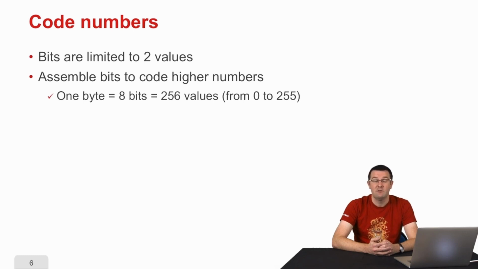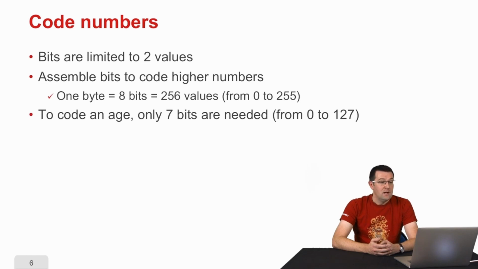For example, 1 byte is actually made of 8 bits, so each bit can have a 0 or 1 value, so there are 256 possible values. That's 2 power 8 because each of these bits has 2 possible values. With that kind of assembly, a lot of things can be coded. For example, if you want to code an age, you can say an age is roughly between 0 and 127, which can actually be coded with 7 bits.